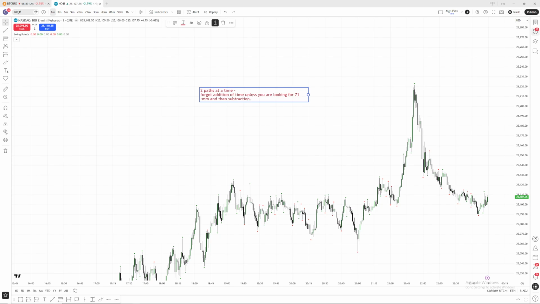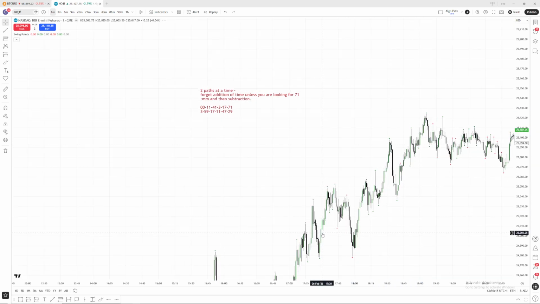All you have to do is have this algo path in front of your system and play it like a game. So let's play the game. I'm not cherry picking any trades.